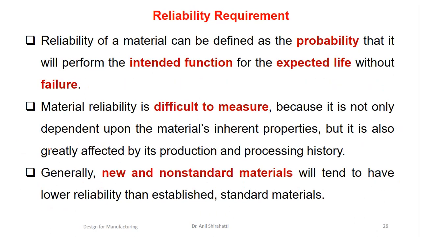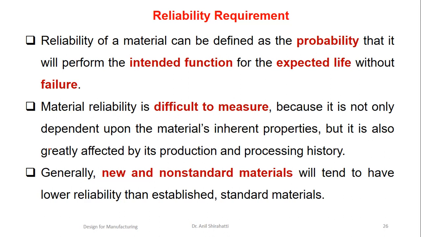Next is the reliability of the requirement. So reliability of a material can be defined as the probability that it will perform the intended function for expected life without failure. So what I explained in the last example, definitely both can satisfy a temperature of 300 to 350 degree, but definitely with respect to time, the stainless steel component will have better life compared to a mild steel component.